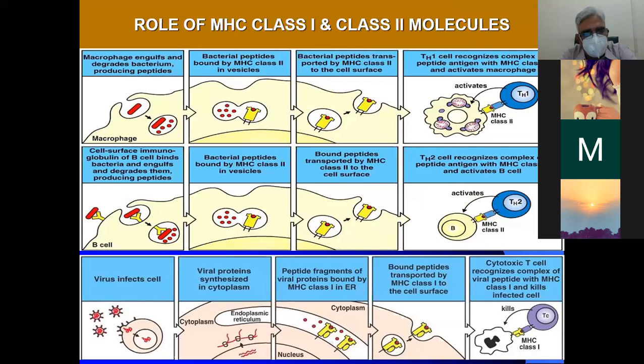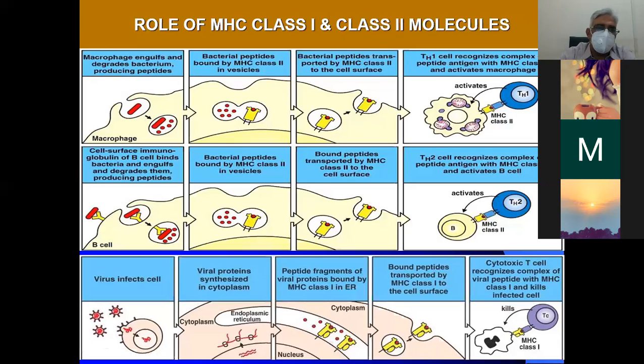Yahan pe ek aur question at times is there that what is the role of major histocompatibility complex 1 and 2 in immunity. So SCUs mein agar ye sawal aa jaye ki what is the role of MHC or major histocompatibility complex class 1 and class 2 in immunity, उसमें आपने ये स्लाइड अगर आपको याद रहे तो you can give a description of that. It's very simple. This is a macrophage, entry of this bacterium into the macrophage, and this is bacteria bound. The title is what is the major histocompatibility complex class 1 and class 2.